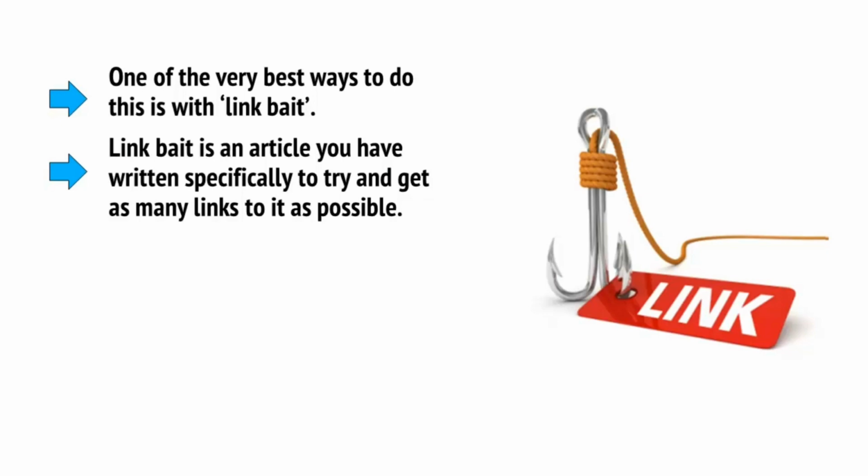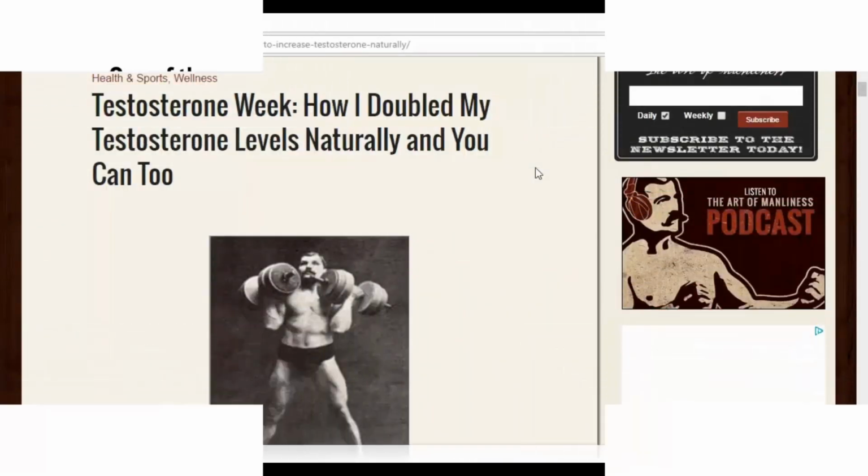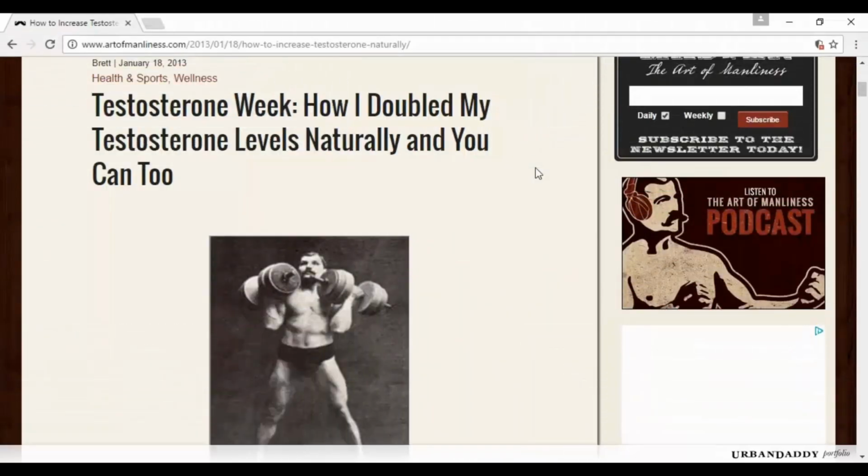How? One answer is to make your article a powerful resource, meaning that it will become a place for people to learn a particular subject matter. An example of this is the excellent guide to testosterone published on The Art of Manliness. This post goes much more in depth than many similar blogs on the same subject, and as a result, countless other articles have linked to it as a resource.